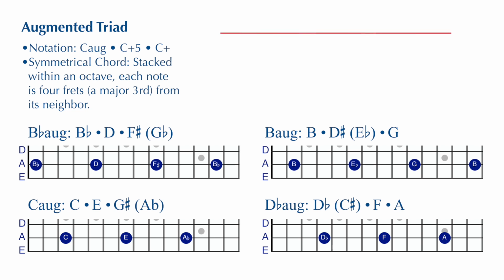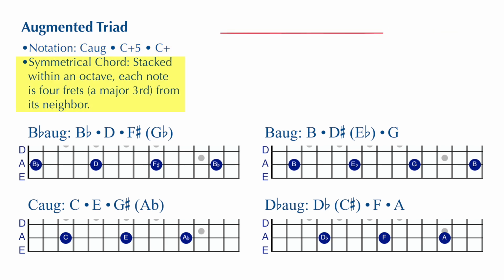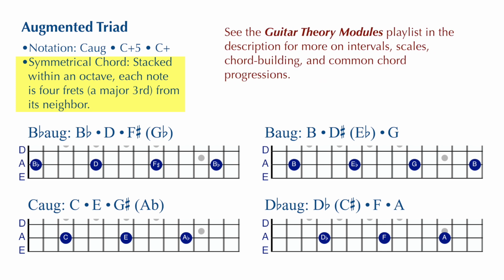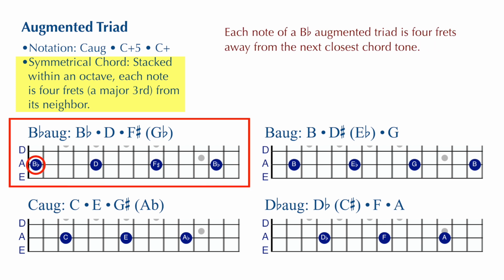The Augmented Triad is written AUG with a +5 or just a plus sign. The Augmented Triad is a symmetrical chord, meaning that if you stack the notes on top of each other within the same octave, the distance in pitch from one note to the next is the same. For example, a B-flat augmented triad includes a B-flat, a D, and an F-sharp.